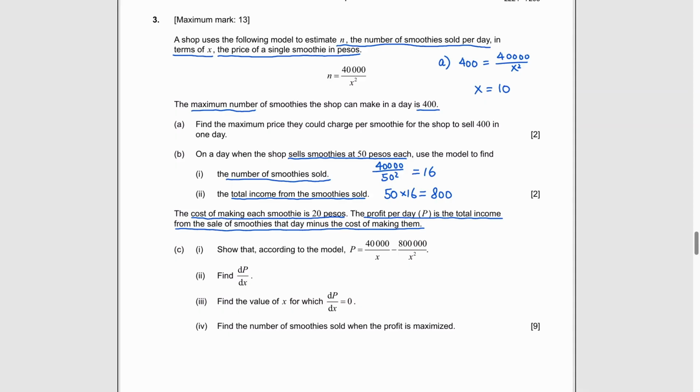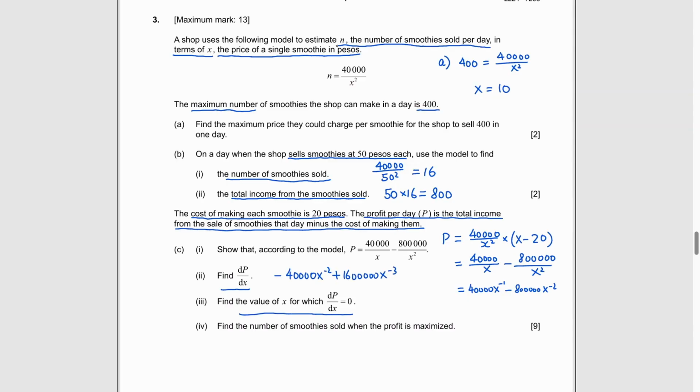The expression for P is the number n times the price minus the cost. After simplification, we get the required formula for profit. To differentiate P, we first rewrite the terms in powers of x, then apply the power rule. Setting the derivative equal to 0, we solve algebraically.